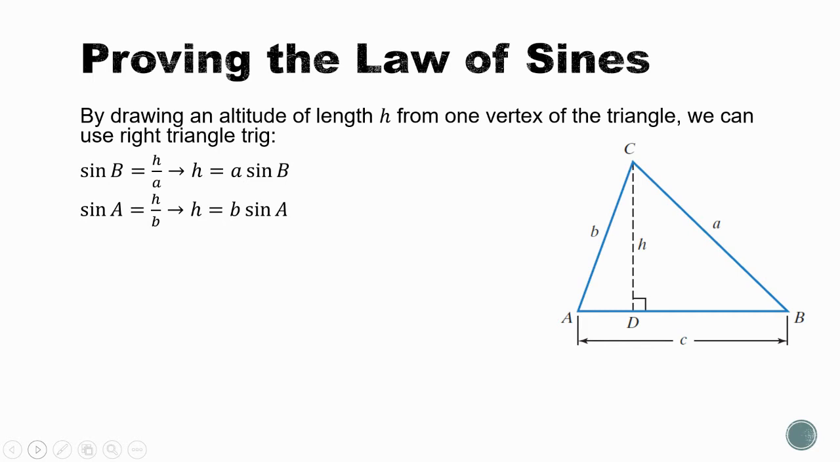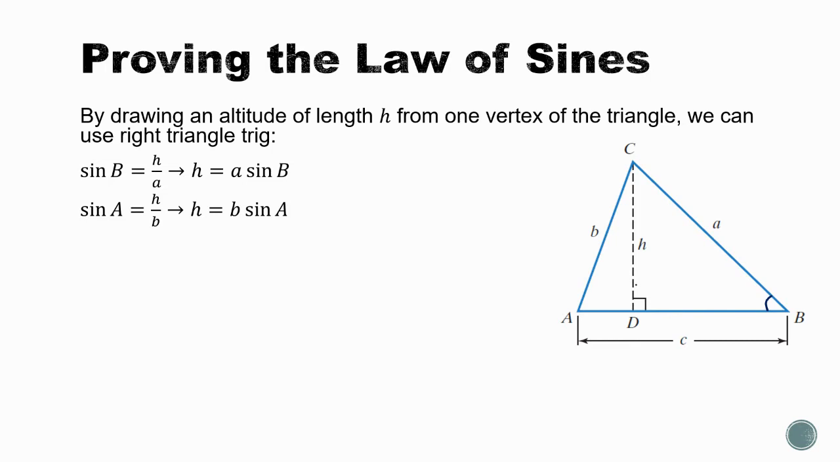But by dropping that altitude, now we have that right angle at D. So if I'm looking at the sine of B, notice that angle B is over here at the far right. Opposite would be h, if you're thinking about right triangle BCD, and the hypotenuse would be a, because sine is opposite over hypotenuse. So taking that and solving for h, h equals a times the sine of B.